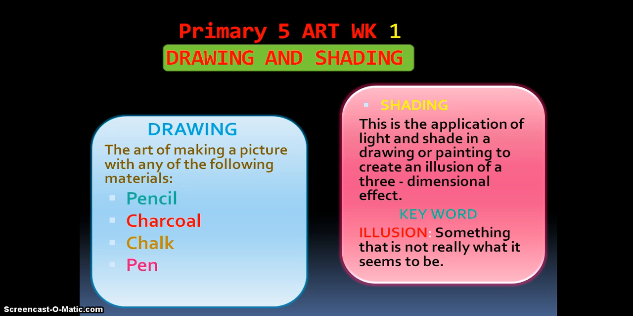While shading is the application of light and dark tones that we call shade in a drawing or painting to create a visual illusion of a three-dimensional effect. An illusion is something that you can see, but you cannot touch it. So through your shading, you give that effect that you can actually touch it, even though it is not real.